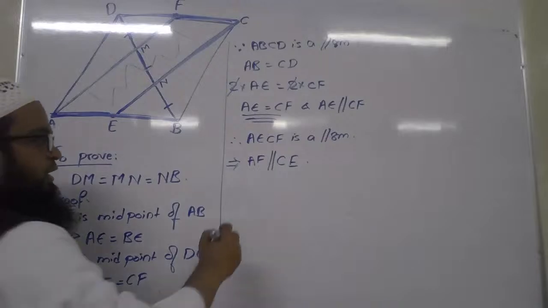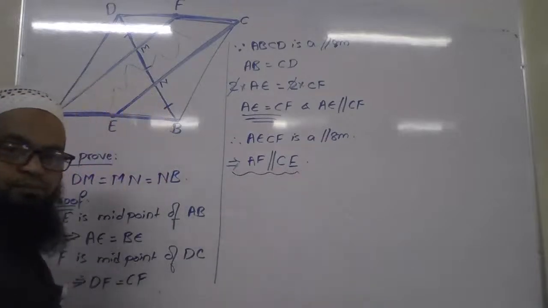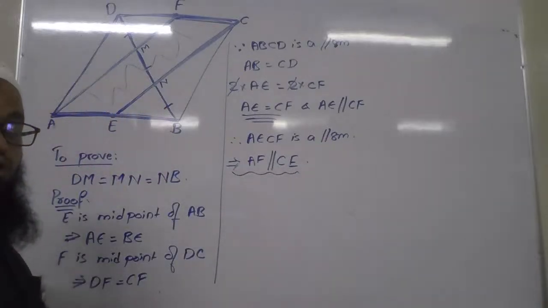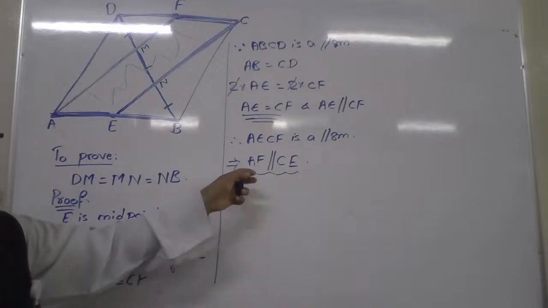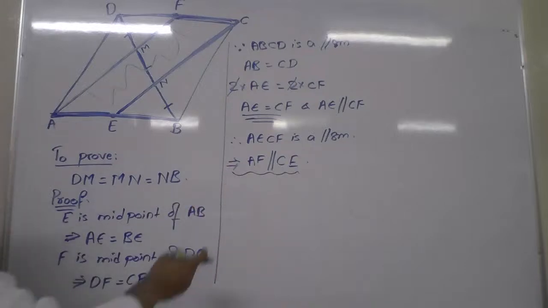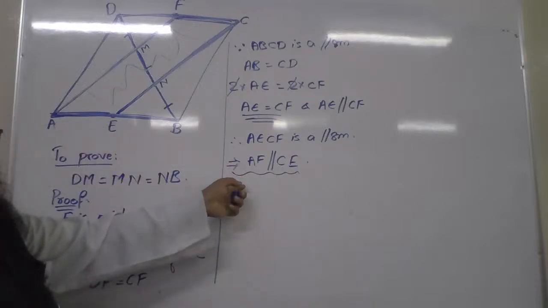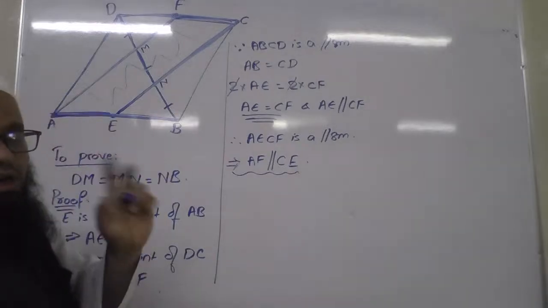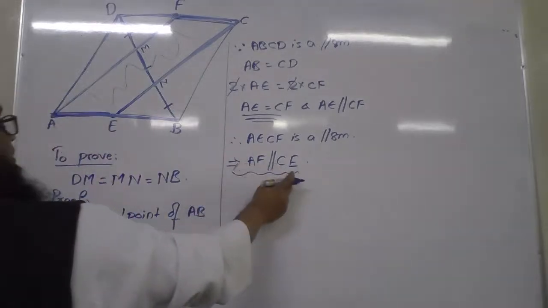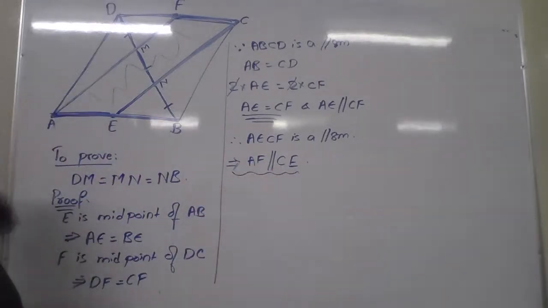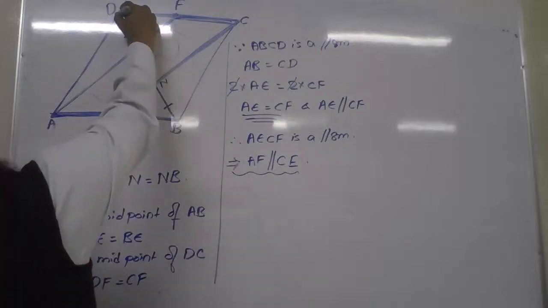Now I have this point, that is what I wanted. So when I have proved this, you have to prove this. Without proving this, if you do anything, it will be wrong. So AF is parallel to CE. Now let us take this triangle.